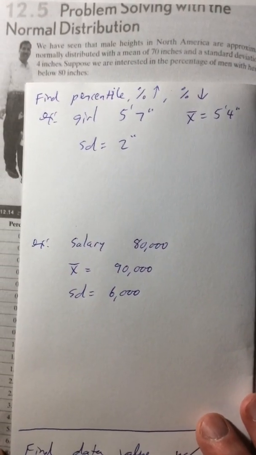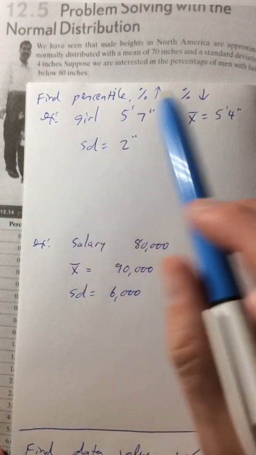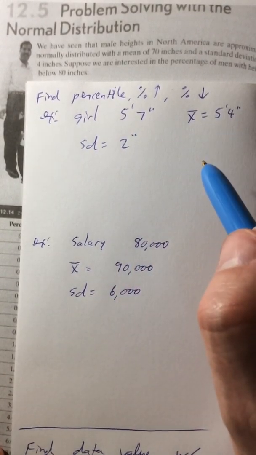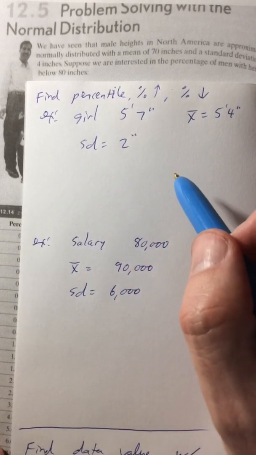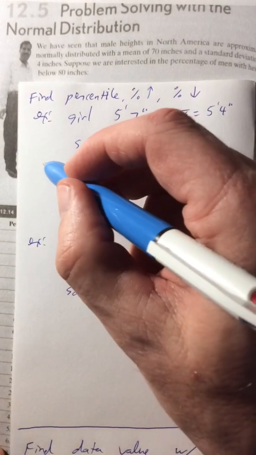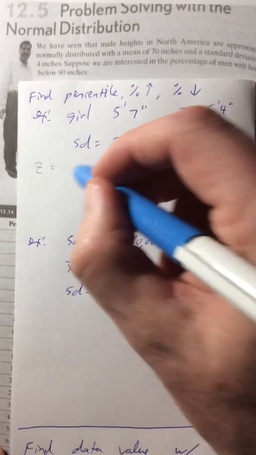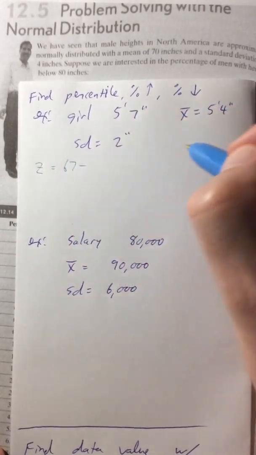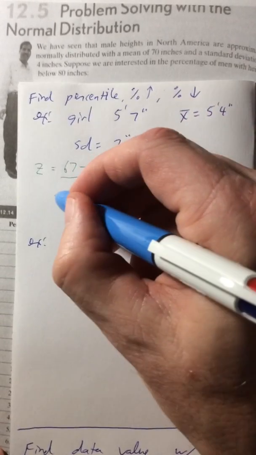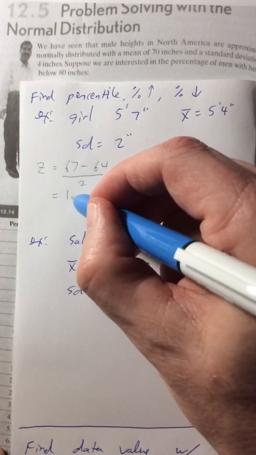So we want to find the percentile, percent above, percent below for a given situation. So here we have some girl who's 5 feet 7 inches tall. We already know the mean is 5'4", and we know the standard deviation is 2. So what we need to do is find out her z-score. And then once we know the z-score, we can go to the table. So z equals 5'7", which is 67, minus 64 divided by 2. 67 minus 64 is 3 divided by 2, which is 1.5.